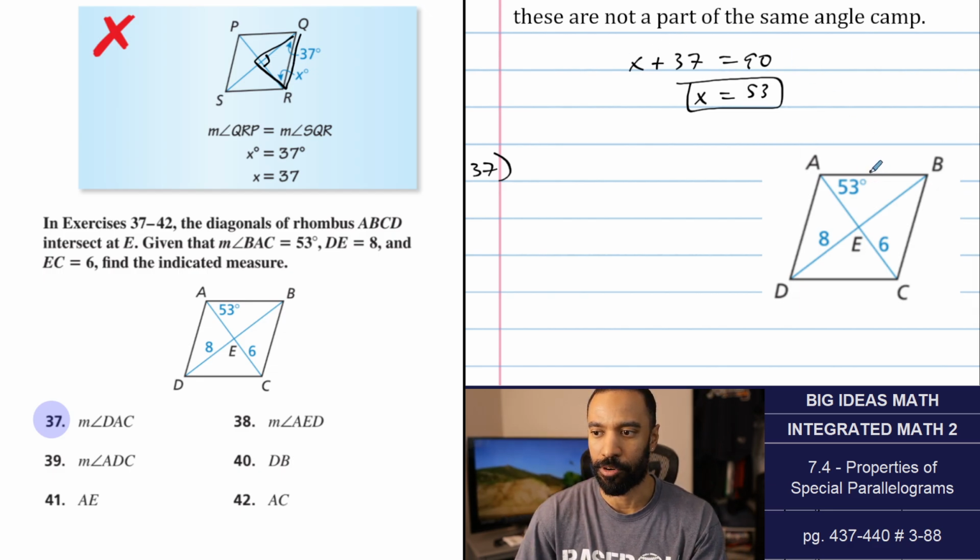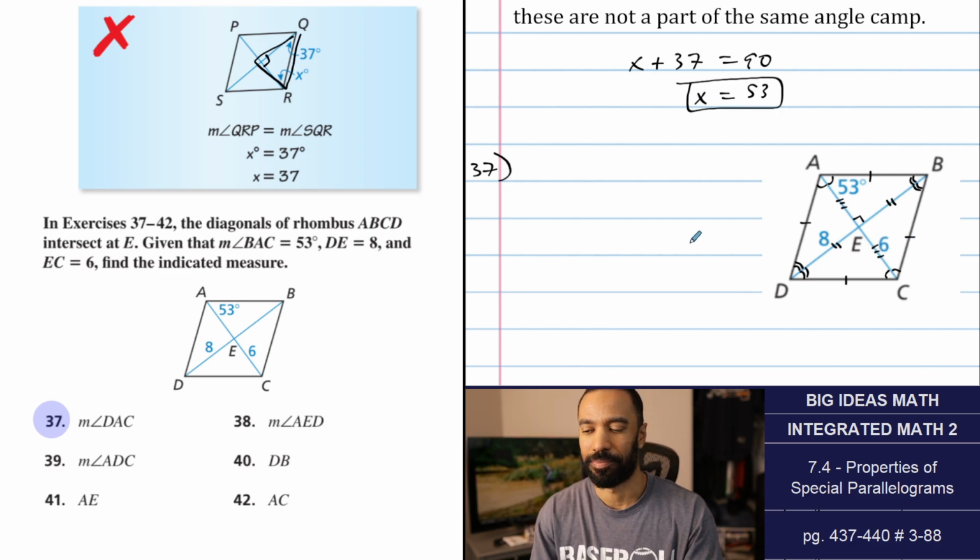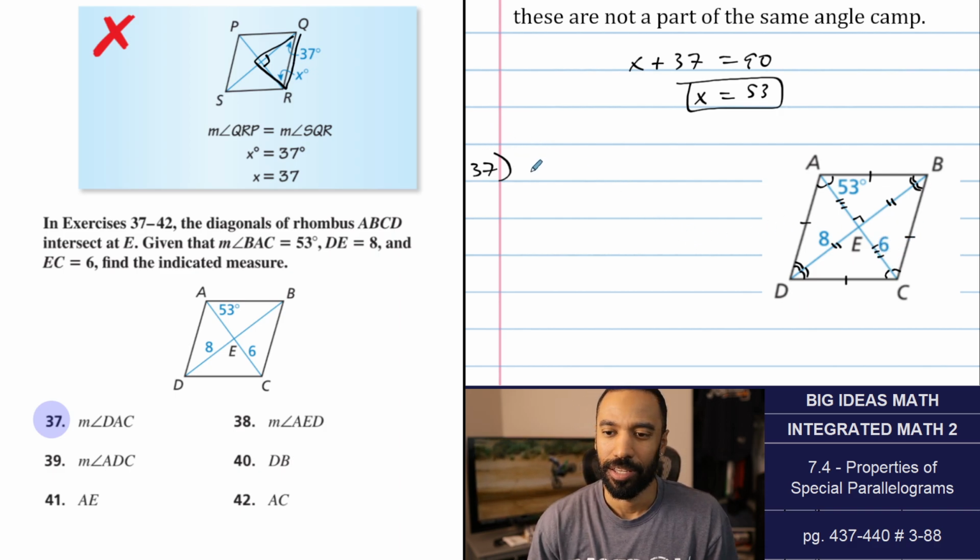So I'm going to mark some things up for us now. Congruent, right angle, congruent, congruent. I'm going to answer everything based off this right here. Diagonals bisect each other. Congruent, congruent. There's nothing that will be missed based off that. Here we go.